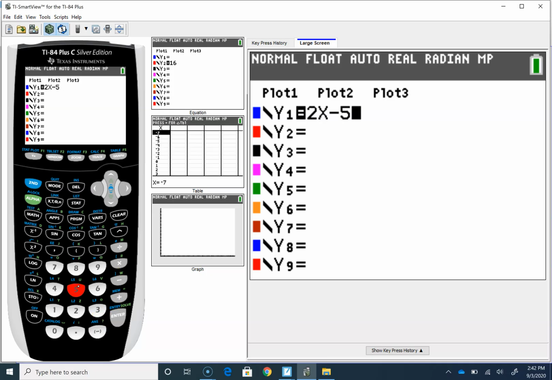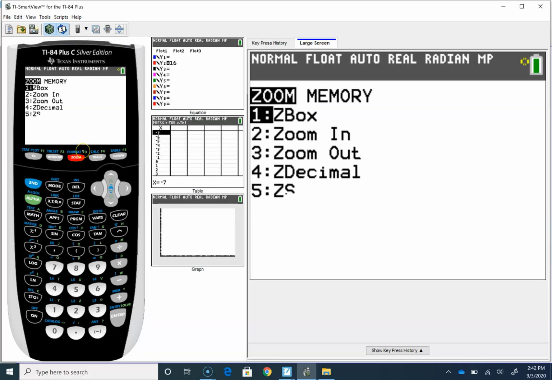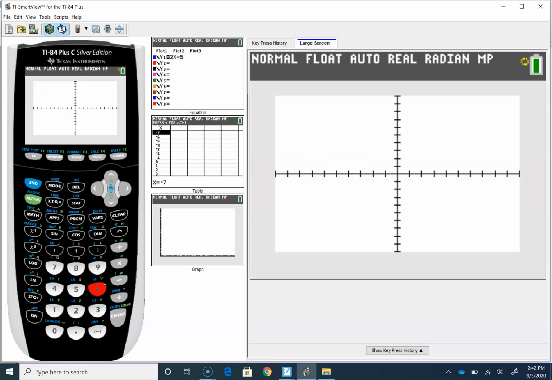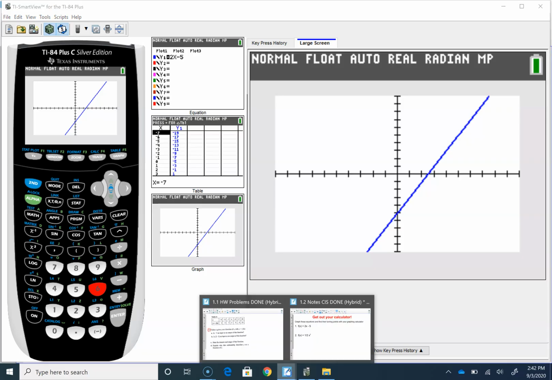Minus 5. And then we're going to just do a zoom 6. And that's just going to give us a 10 by 10 graph. So if you look at here, here's my one screen that I was on. Yours doesn't show this, but mine does. Here's my table, which we're not really using, but it did populate. And then here's my line, and I predicted it was going to be a line based off of the last screen.